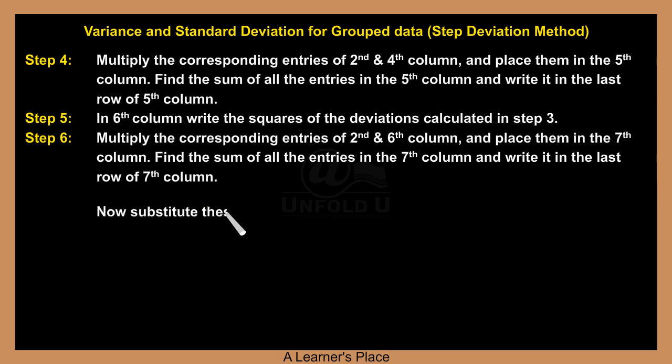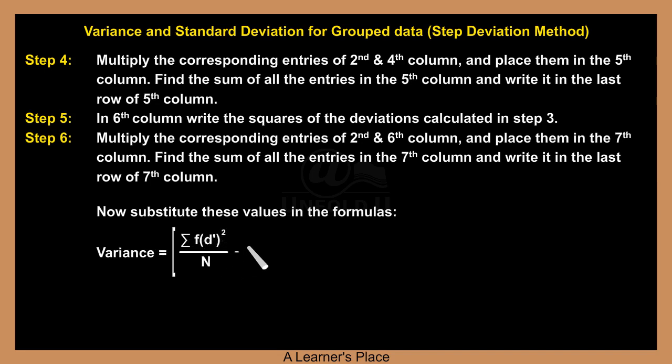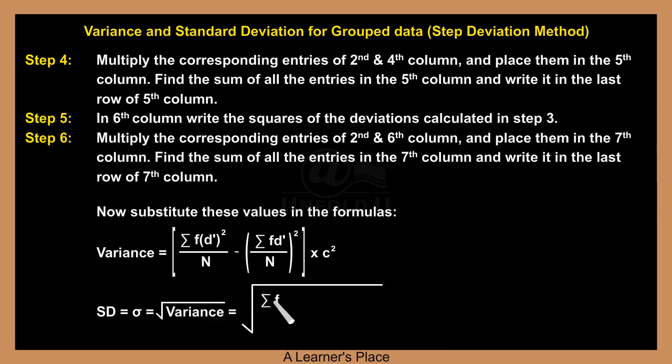Now, substitute these values in the formulas. Variance is equal to summation f d dash square upon n minus summation f d dash upon n whole square into c square. Standard deviation is equal to sigma is equal to root variance is equal to root of summation f d dash square upon n minus summation f d dash upon n whole square into c.